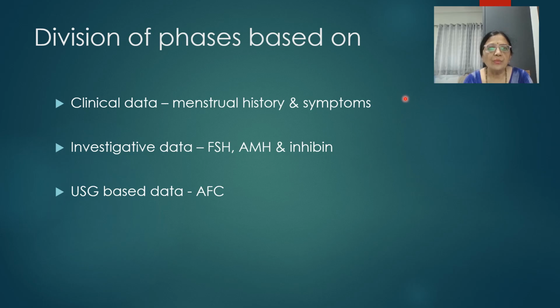Now, this division of phases is based on clinical data. Most important is the menstrual pattern or menstrual history of a woman and associated symptoms. Second criteria is investigative data such as lab investigations like FSH, anti-Mullerian hormone, AMH, and inhibin. Especially here it is inhibin B, which is more important as compared to inhibin A, and USG based data, which includes antral follicular count.